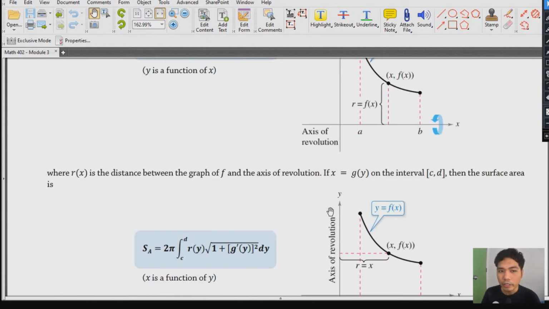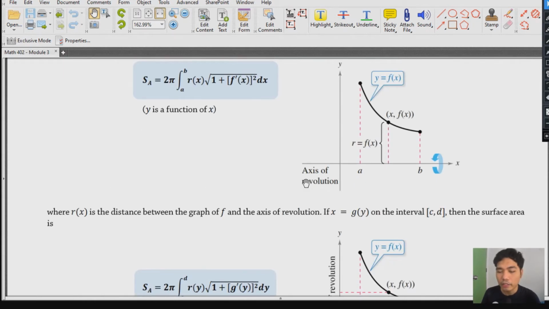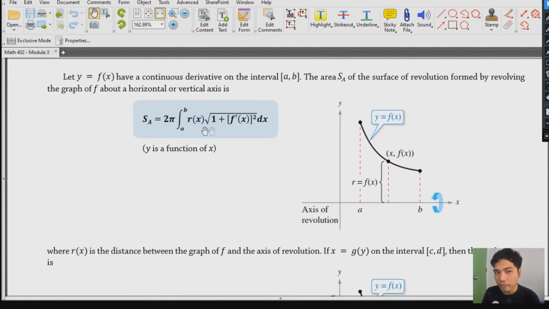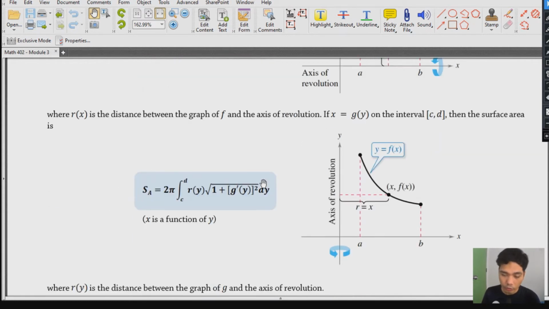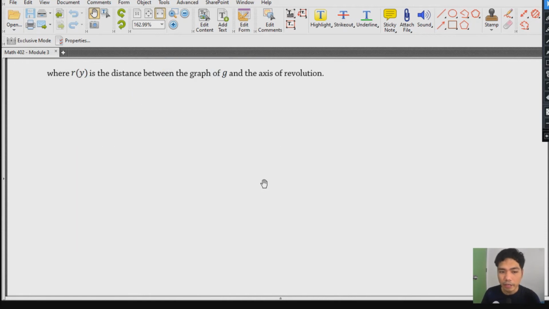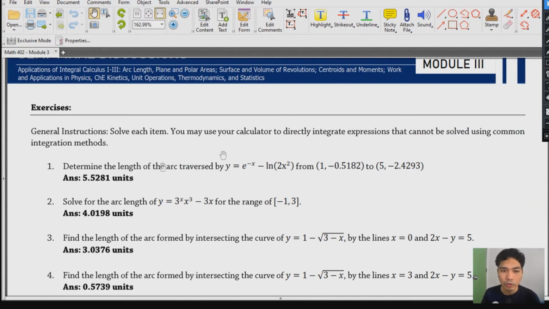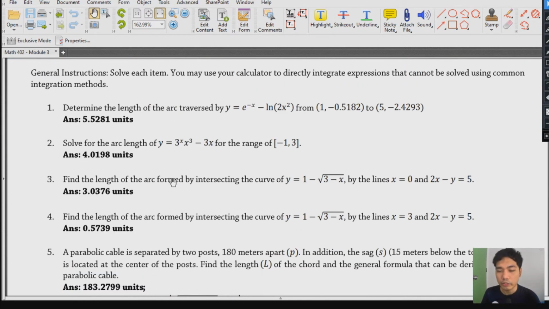And usually, magkamukha lang yung formula natin. Hindi siya magkaiba kagaya ng shell and disk method. Pares lang talaga sila yung hitsura nila. Magkakaiba lang siya sa expression ng inyong function kasi it could be g of y or it could be f of x. So that's the only difference, but the rest are just the same. So yan, meron tayong exercises dito. So let's try solving this.